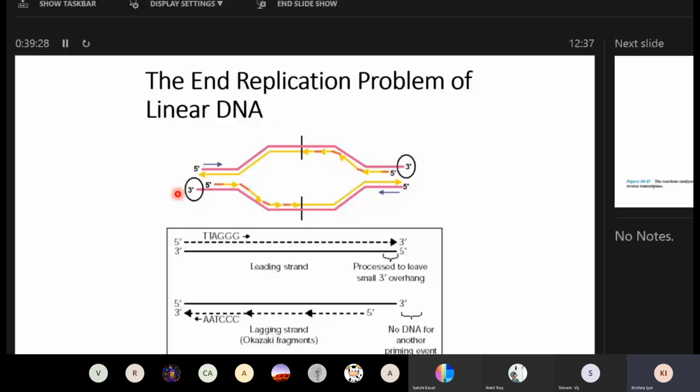Has anybody heard this term, reverse transcriptase? Yes, sir. Related to HIV. They take RNA and from RNA they make DNA.